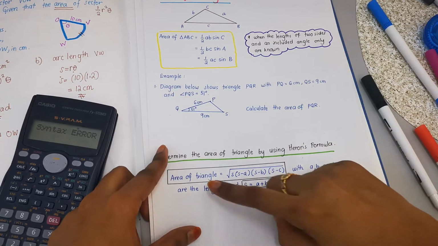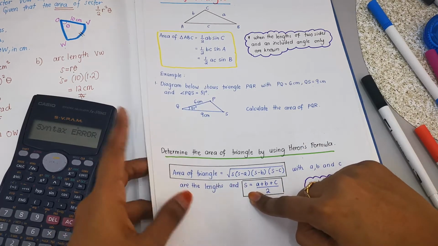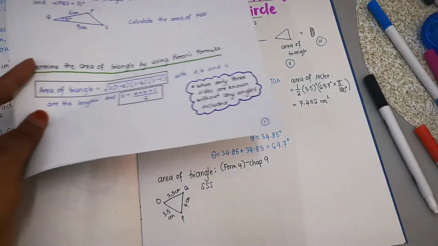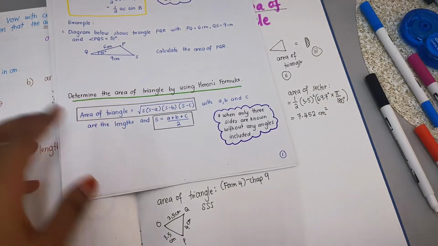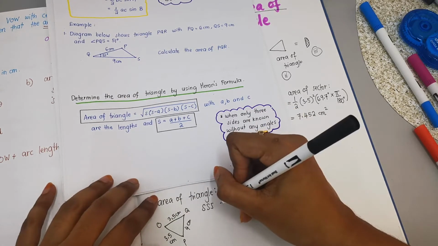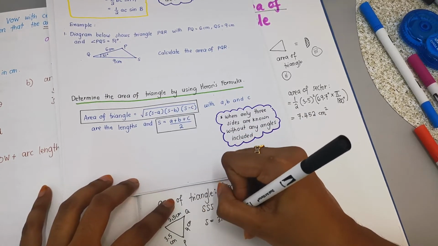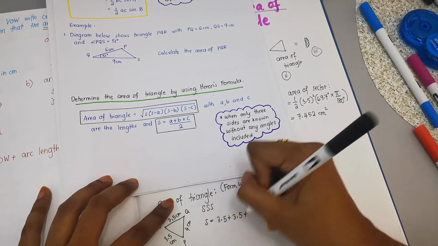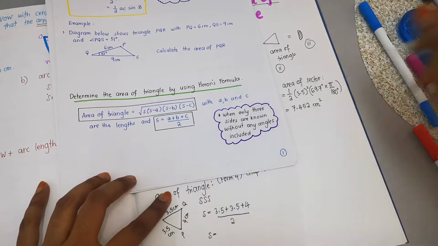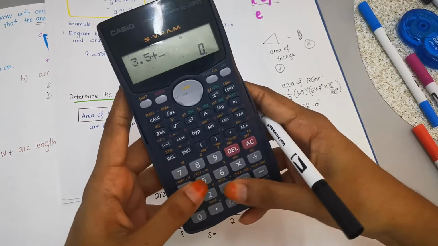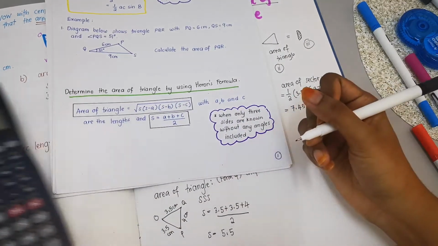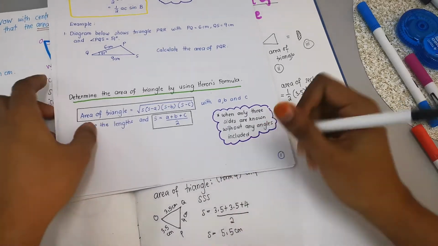So what you do, first you have to know your S. What is S? Let me show you this part. I'm putting this here so that we can refer. S is the sum of the lengths of all the sides divided by 2. So let's find our S: 3.5 plus 3.5 plus 4 divided by 2. We get 5.5. So our S is 5.5 cm.